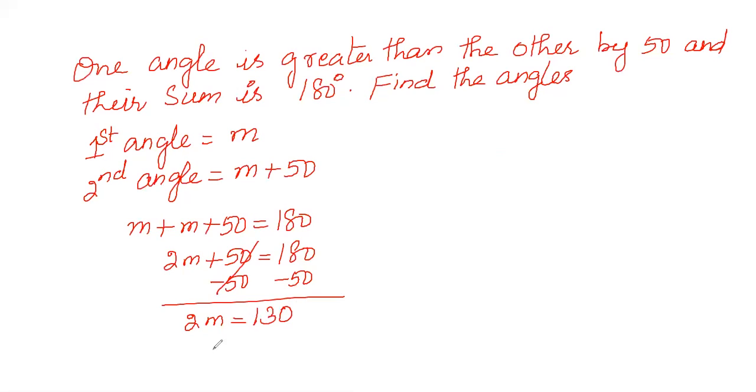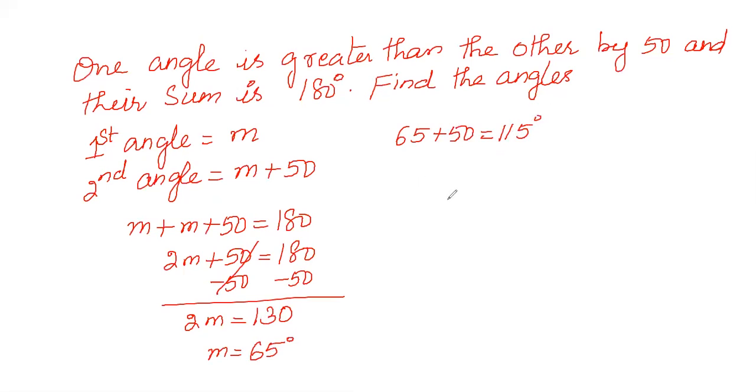So divide by 2 on both sides, and you get m is equal to 65. So you got one angle as 65. What is the second angle? It's 65 plus 50, that is equal to 115 degrees. Both should be in degrees.